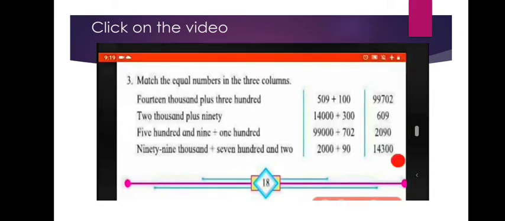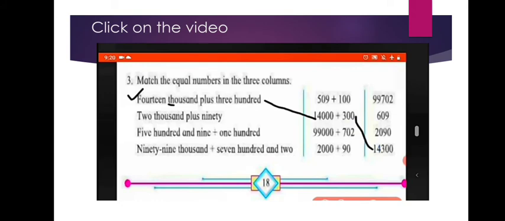Now match the equal numbers in the 3 columns. 14,000 plus 300. This is the first sum. First column, second column, 3 columns. Okay, there are 3 columns. Now 14,000 plus 300. What is 14,000 plus 300? Let us search in the second column. It is a match. Come on, children. Then 14,300 in the third column.